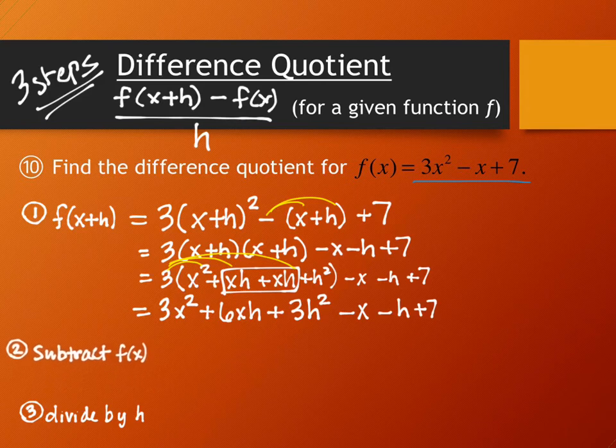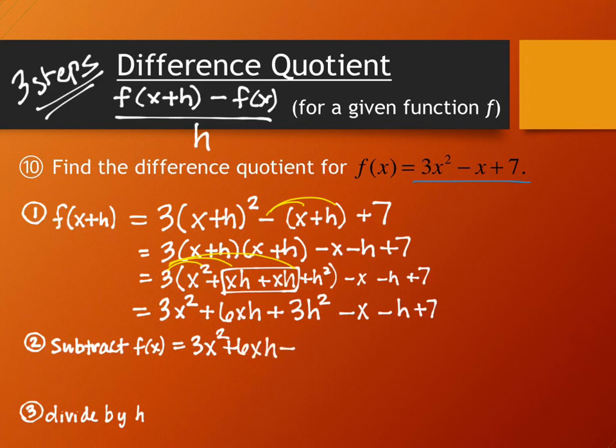The next two steps take what we just created, which is kind of a mess, and they make the mess clean up. So we take what we just created, 3x squared plus 6xh plus 3h squared minus x minus h plus 7, and I subtract off the original equation, 3x squared minus x plus 7. Now, if you want to, you can distribute the negative. You can.